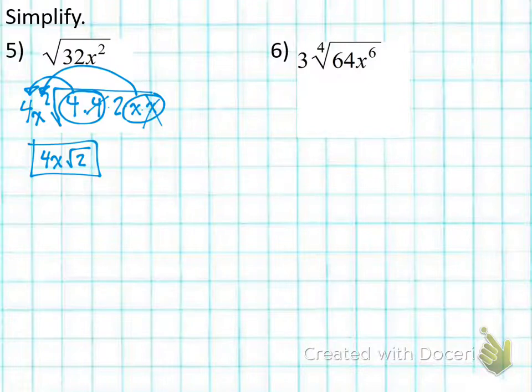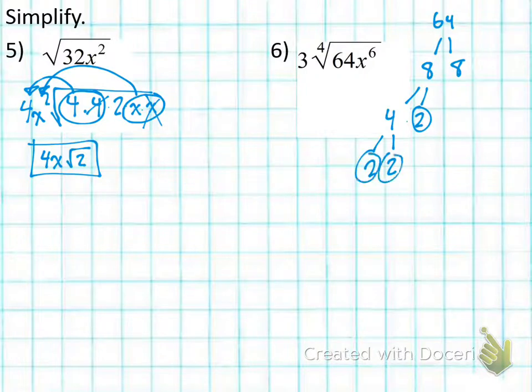64 is like saying, let's just do a factor tree. It's like saying 8 times 8. And I know this 8 is like saying 4 times 2, and this 2 is prime, so I'm going to circle it. And this 4 is just like saying 2 times 2, right? And the same on this one, right? We have another 8, so it's going to still be 2 times 4. 2 is prime, and then 4 is 2 times 2.